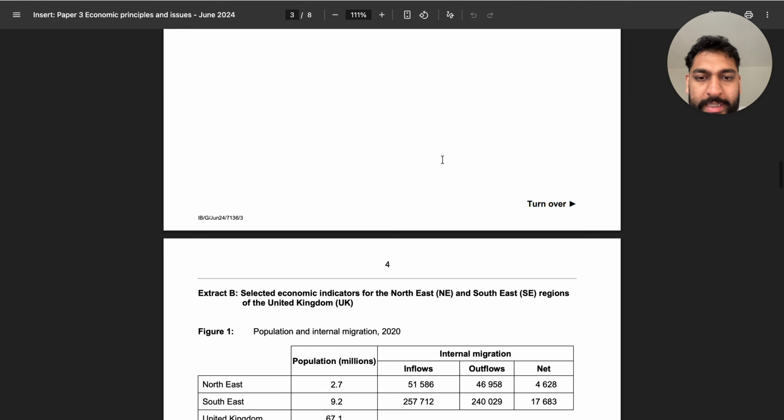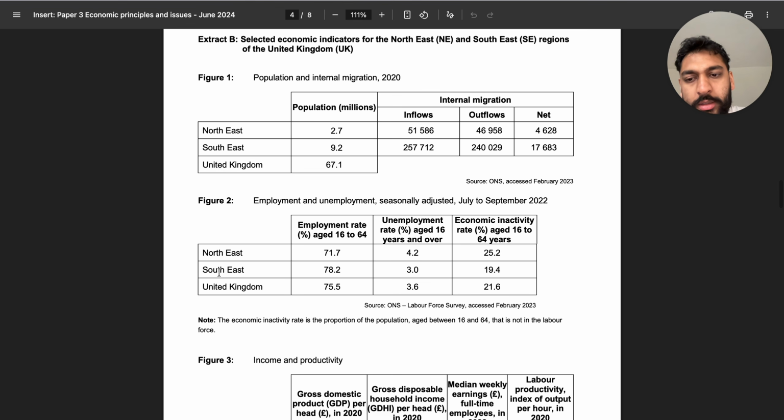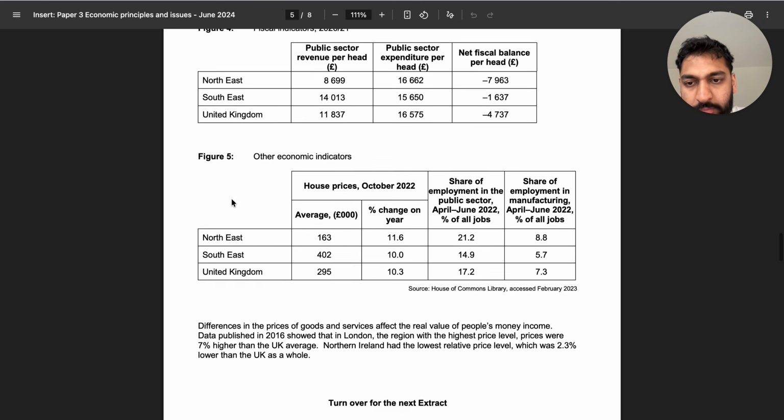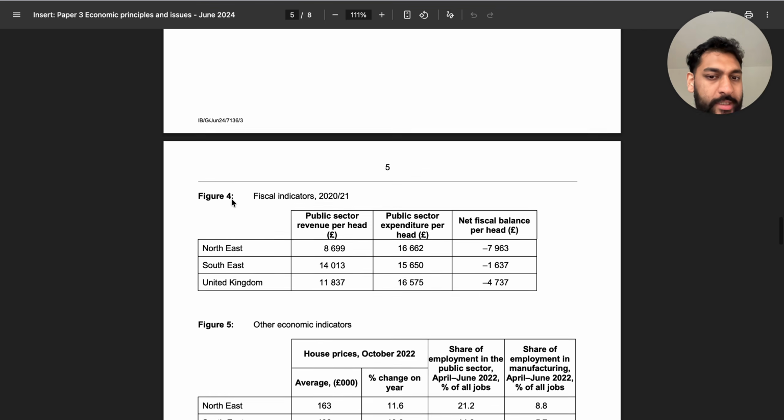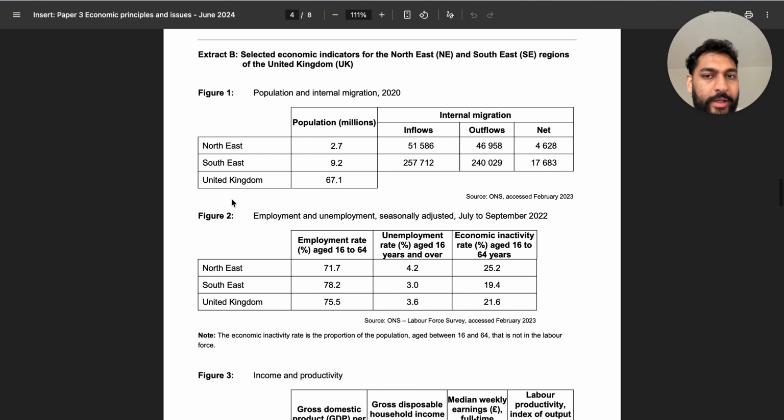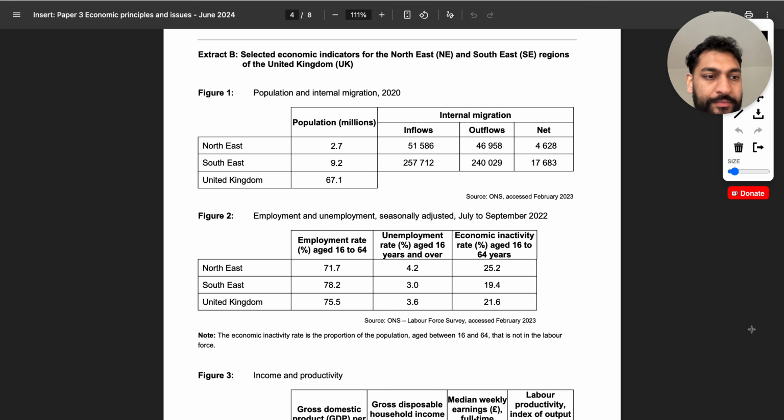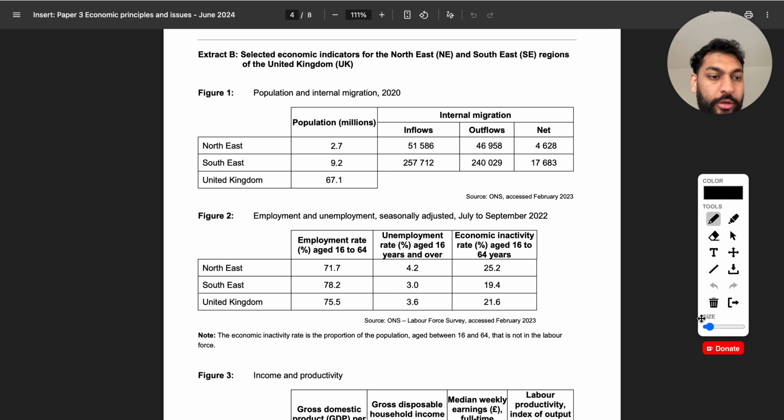Now, when I look through this extract, we've got 1, 2, 3, 4, 5 figures. This is good because we can pick our favorite bits, right? So we should kind of make an overall decision before we start. So, population: the southeast has a bigger population, and their population is growing every single year pretty much, okay?